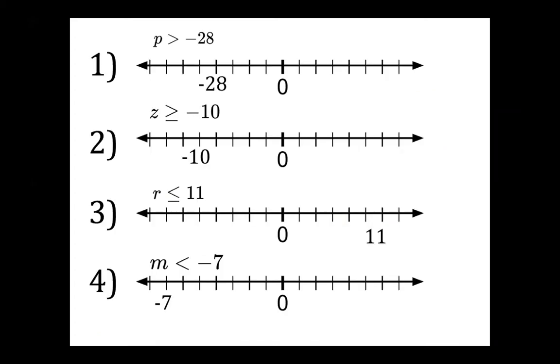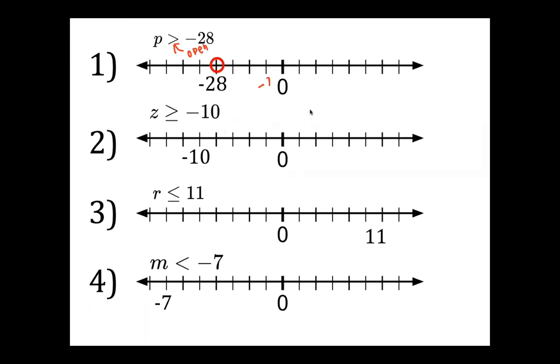Now we can graph all our inequalities. For the first one, we have p is greater than -28. First label 0 and then -28 on your number line. I went by units of 7. Then plot your point at -28. In this case, this will be an open circle since this is greater than.